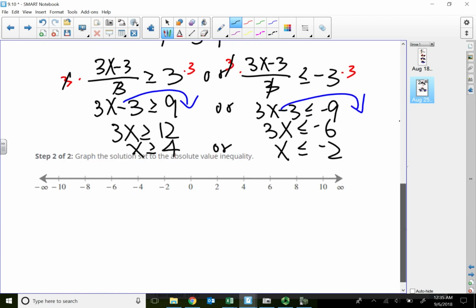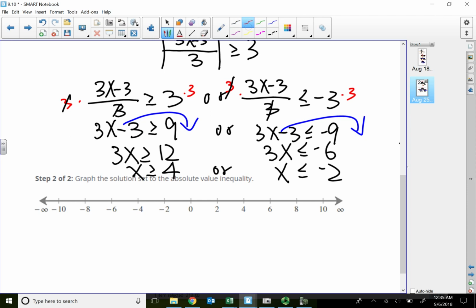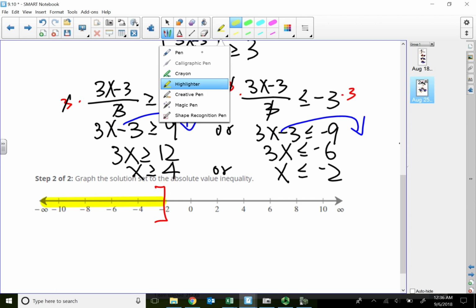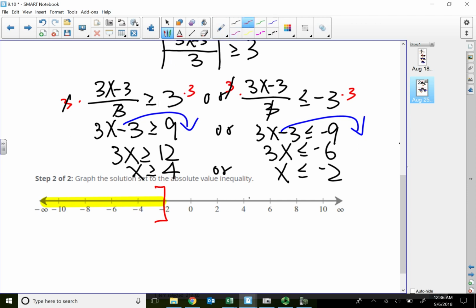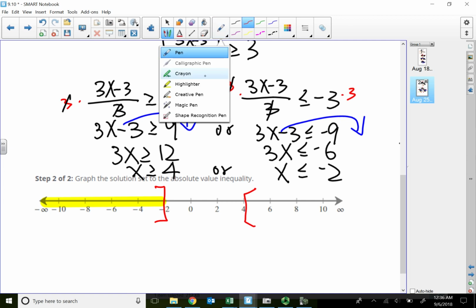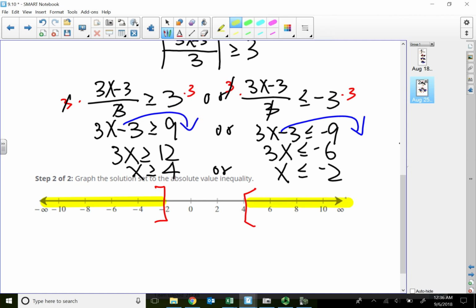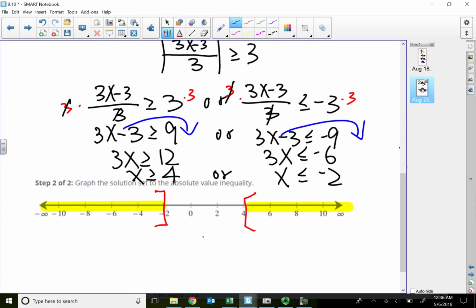So I'm looking for numbers that are less than or equal to negative 2. That's a bracket. Less than means everything to the left of it. Or my answer can be bigger than or equal to 4. So that's 4. Everything goes to the right because it's greater than. So put the two together, my solution, or my interval notation, can be from negative infinity all the way to negative 2 using a bracket, or my answer can be from 4, keep on going to the right to infinity.